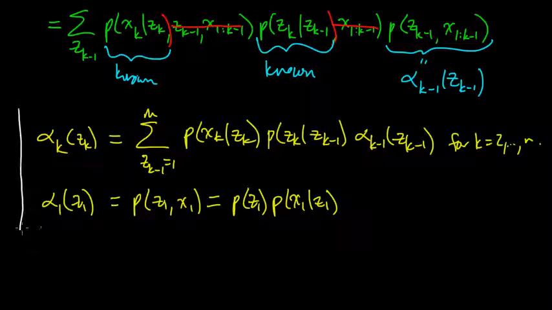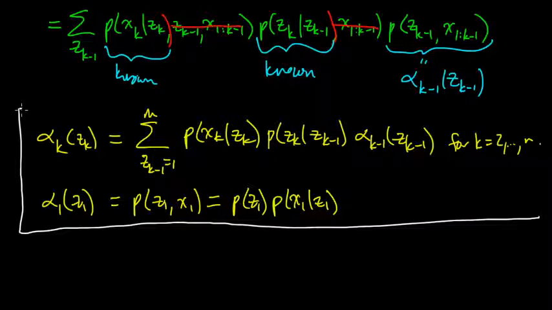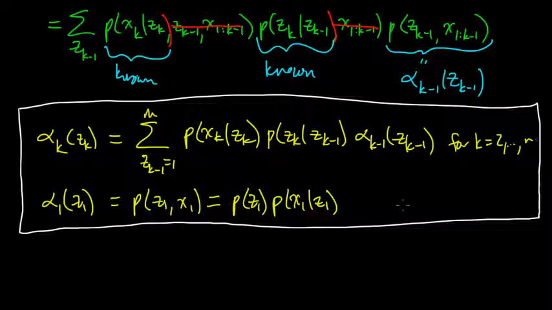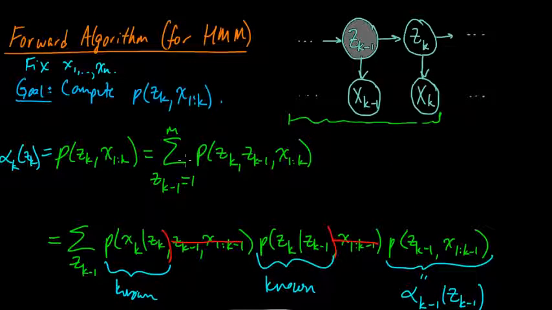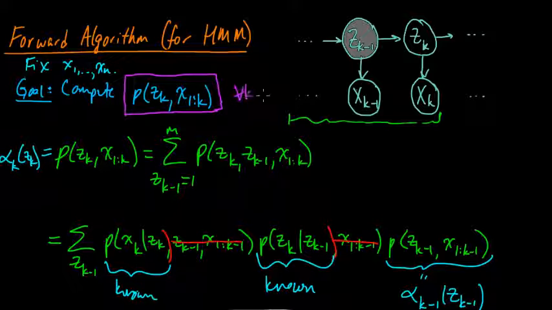And these two equations allow us to compute the alphas. So this gives us a recursion to compute, starting with alpha 1, we initialize, and then we get alpha 2 using this formula, alpha 3, all the way up to alpha n. We can compute those. And once we have all of these alphas, that was exactly what we wanted. Those were the quantities that we were interested in. So that gives us these probabilities for all k from 1 to n.